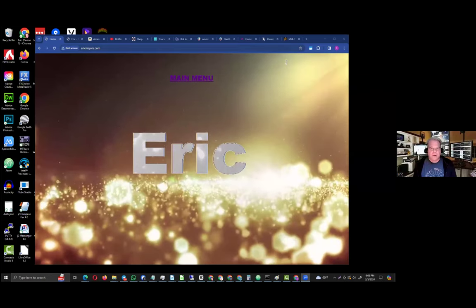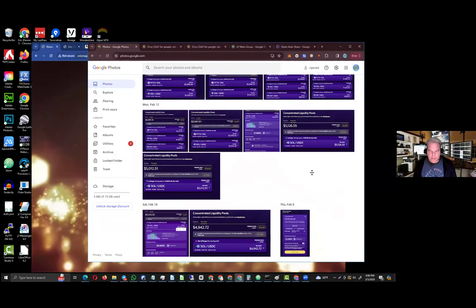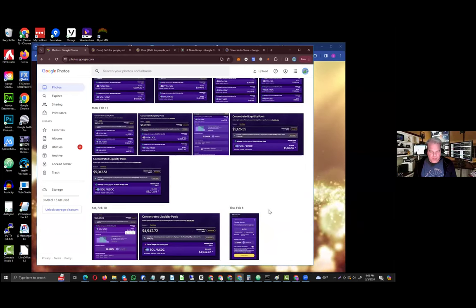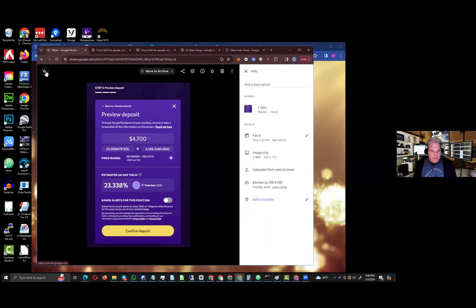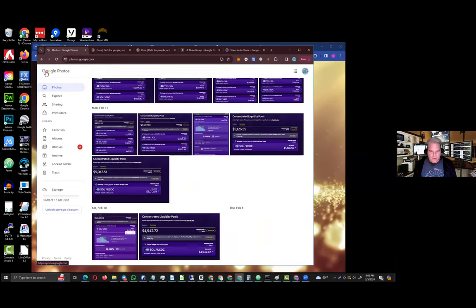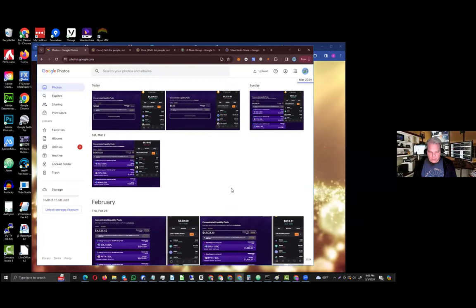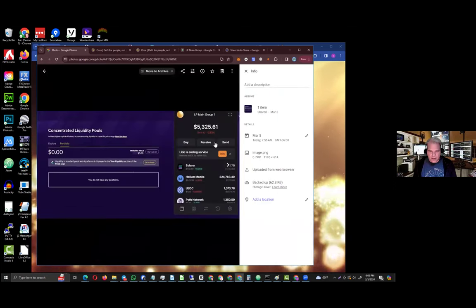And I want to just show you something here real quick. Here's some motivation for you. So in my spare time at the beginning of this month, I started off with an account with a 4,700 deposit into a liquidity pool position. As the month went on, I just did a little bit of checking in and changing the concentration around a little bit. And then today I ended up with 5,325.